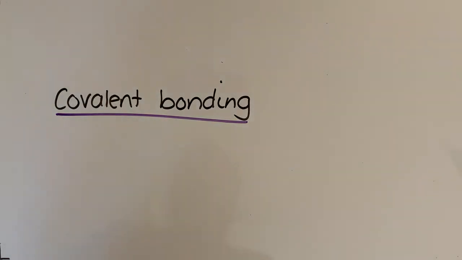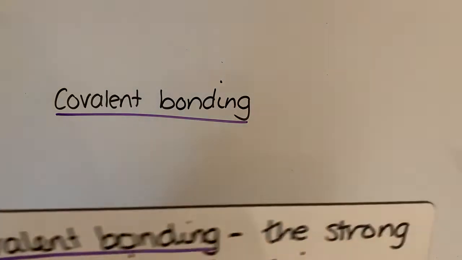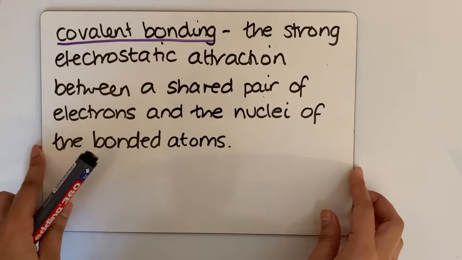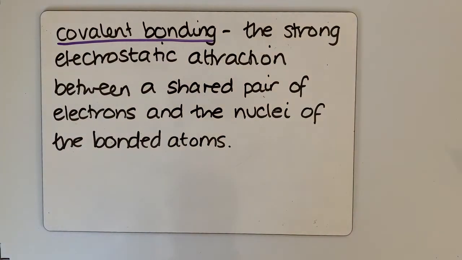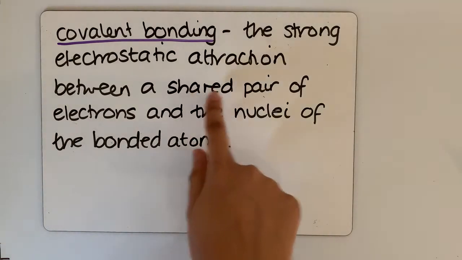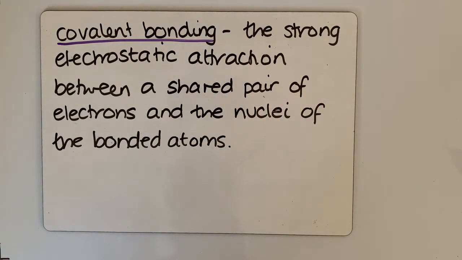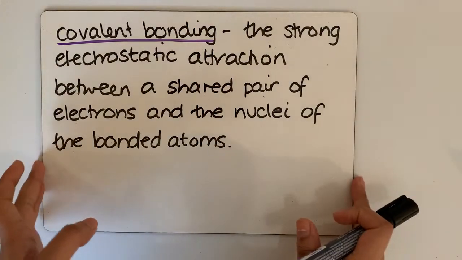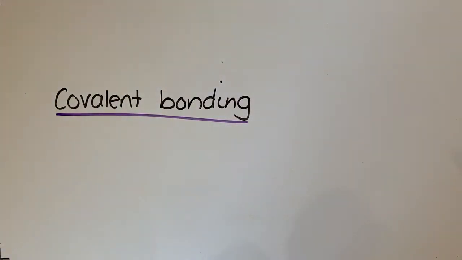In this video, we are going to be looking at covalent bonding. So first, I'm going to start with the definition of covalent bonding. Covalent bonding is the strong electrostatic attraction between a shared pair of electrons and the nuclei of the bonded atoms. Okay, and examples of molecules that have covalent bonding are non-metals.